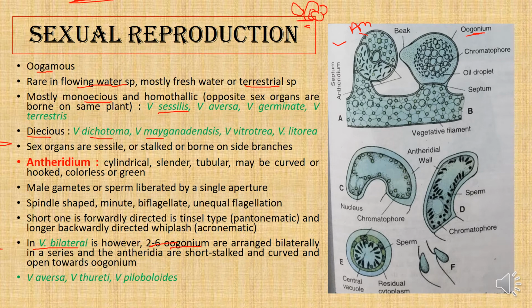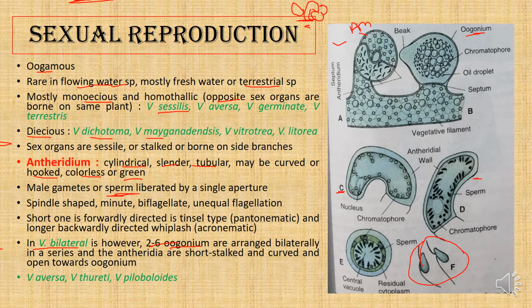And now we are going to discuss the antheridium. The antheridium is cylindrical, slender, and tubular or curved. It can be tubular or it can be curved, and generally it is colorless, but it can also be green in color depending upon species. This hooked antheridium ultimately matures to form the sperms, which are spindle shaped structures. Here we see C is the initial antheridium, and here we see that sperms are forming, and this is the mature sperm after it is liberated. This is the sperm.